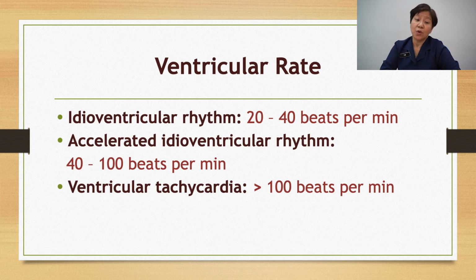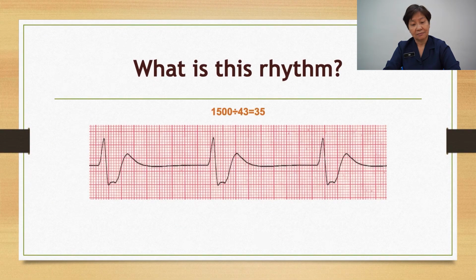If the rate is between 40 to 100 beats, it is accelerated idioventricular rhythm. And when it's more than 100, of course, we call it ventricular tachycardia. Okay, let us show you the first graph.